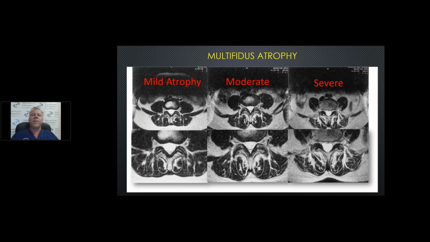This is actually from an early paper by Kader, K-A-D-E-R, where he proposed a grading scale. So you can see here a more mild atrophy where you have dropout of this area, and you can see some fat atrophy in there. Then you've got moderate, where you start to see more fat atrophy within the multifidus. And by the time you get to severe, you have complete or mostly complete dropout of the multifidus. Now, many of the patients we see are even beyond severe.